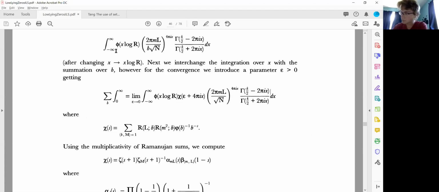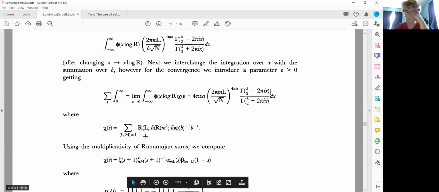Now the next part is they are very careful about convergence, and so they introduce a small parameter epsilon. And so chi, I will not publicly state I don't like this notation, but I might say, given that we have Dirichlet characters in other places, it's interesting to use chi over here. And so they'll have chi of s is this sum involving Ramanujan functions.